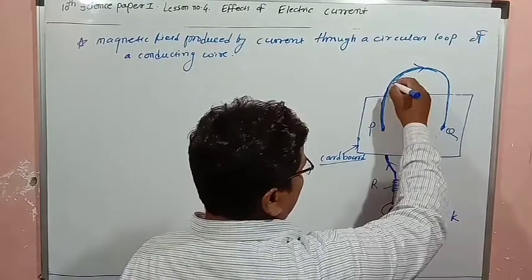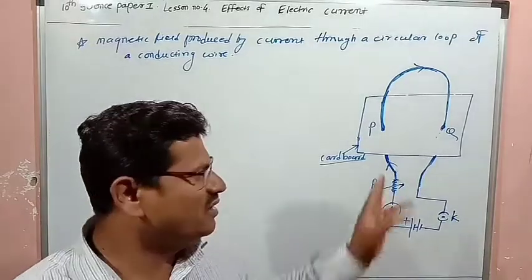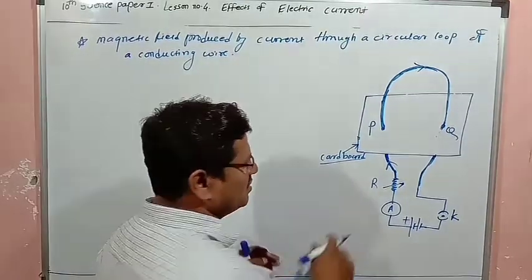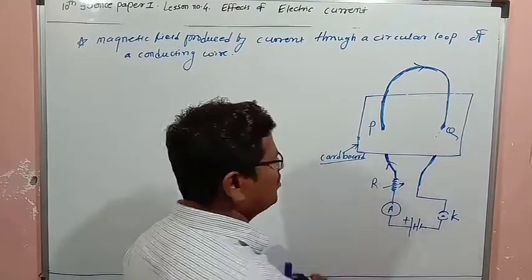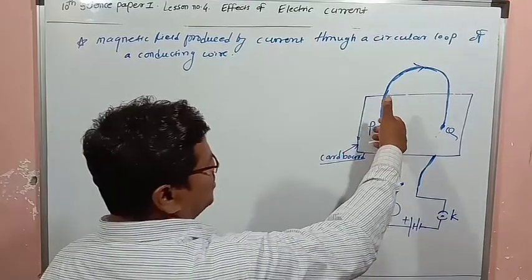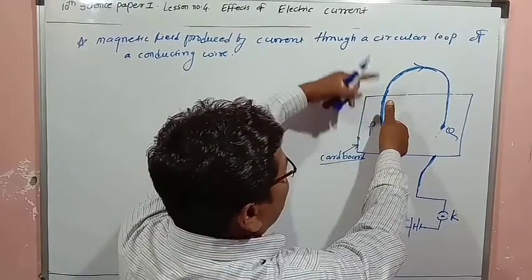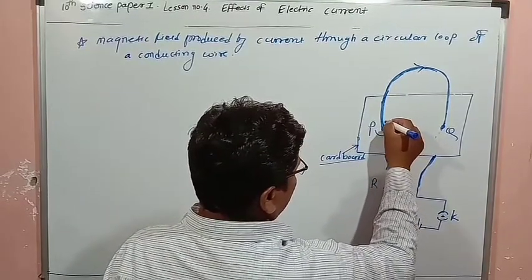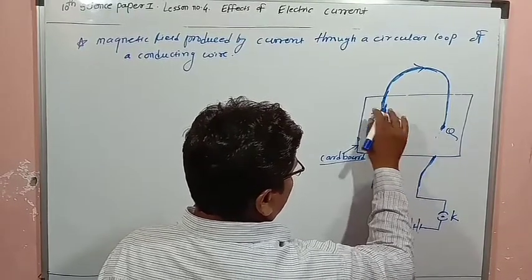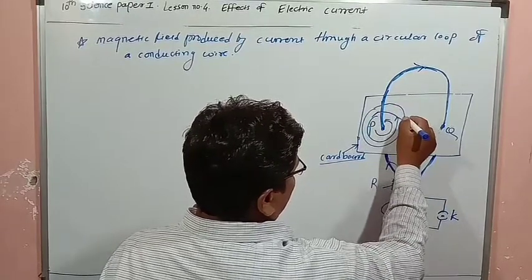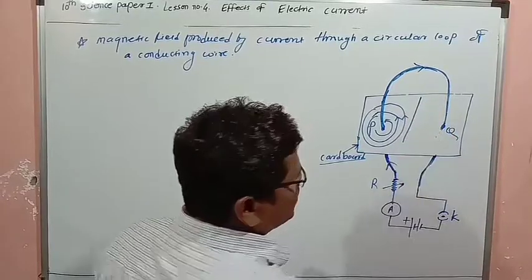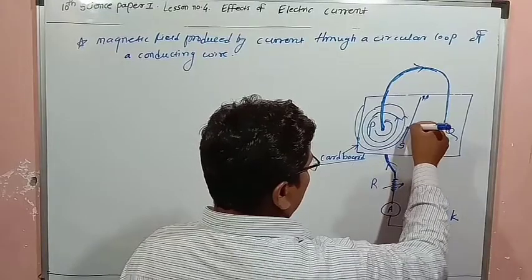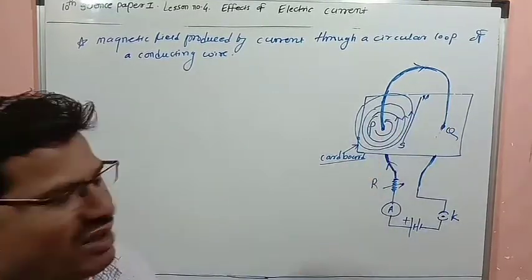Suppose you consider each and every point on the circular loop; at each point a magnetic field is produced. At point P, if you apply the right hand thumb rule, the thumb points in the direction of electric current and these curved fingers show the direction of magnetic field. Again you show the direction of magnetic field, and in the middle, suppose south is here and north is here, concentric rings will be there, showing the direction of magnetic field.